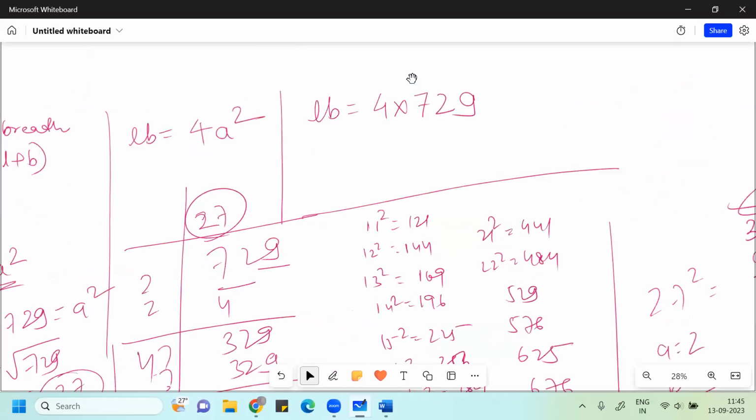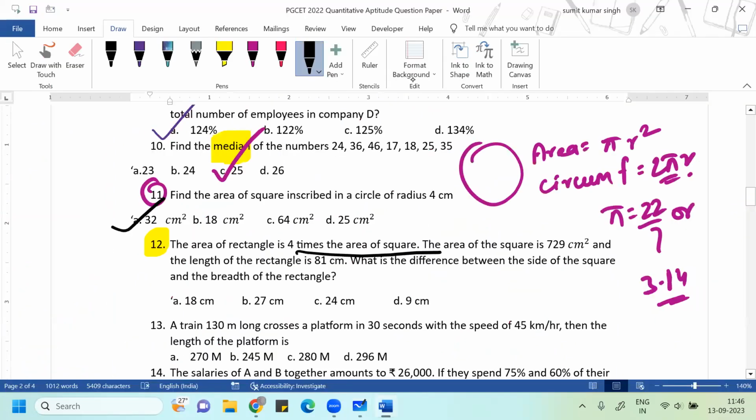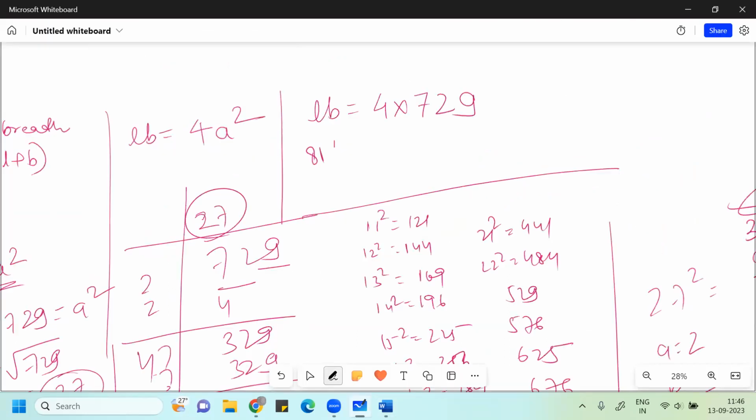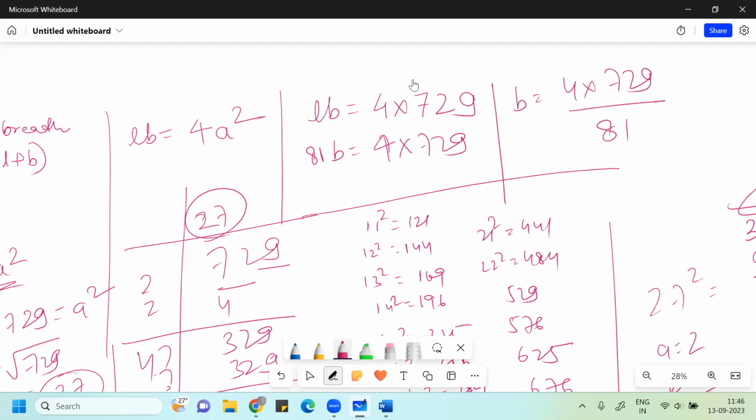So here, length into breadth. The area of the rectangle is 4 times the area of the square. So calculators not yet, don't multiply and all. Leave it like that. What they have given, the length of the rectangle is 81. This is 4 into 729. So I can find the breadth of the rectangle, 4 into 729 by 81. If you know the basics, this is 81, 9. So the breadth of the rectangle is 36.